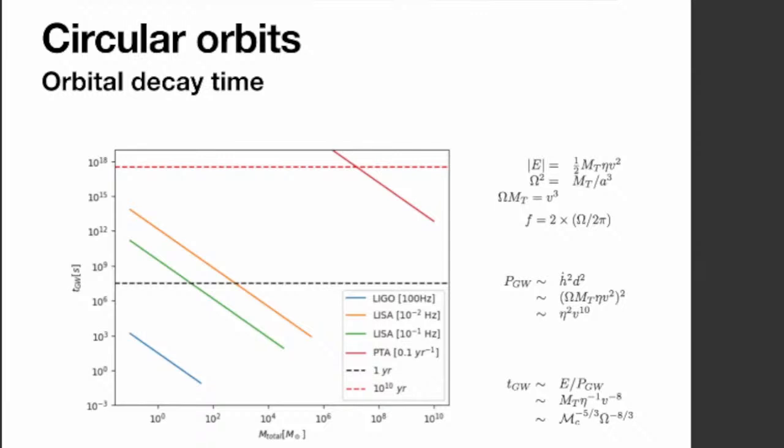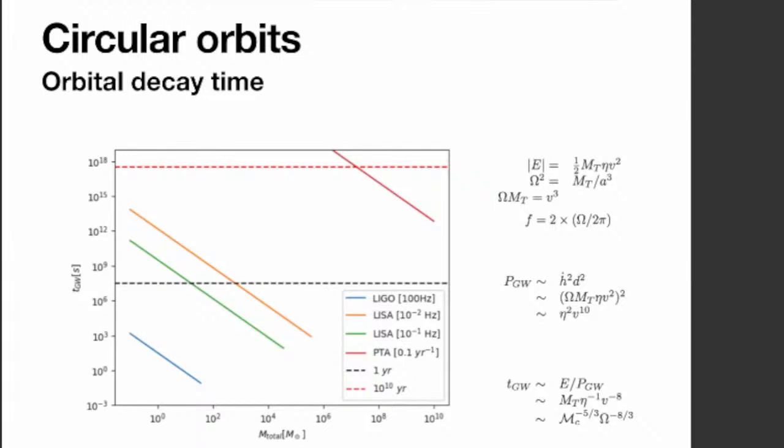I can divide the binding energy of the system by the energy that is being radiated. It gives me a time scale. And this time scale now scales with v to the 8, because the energy goes like v squared, right? It's again super dependent on the velocity. Okay?